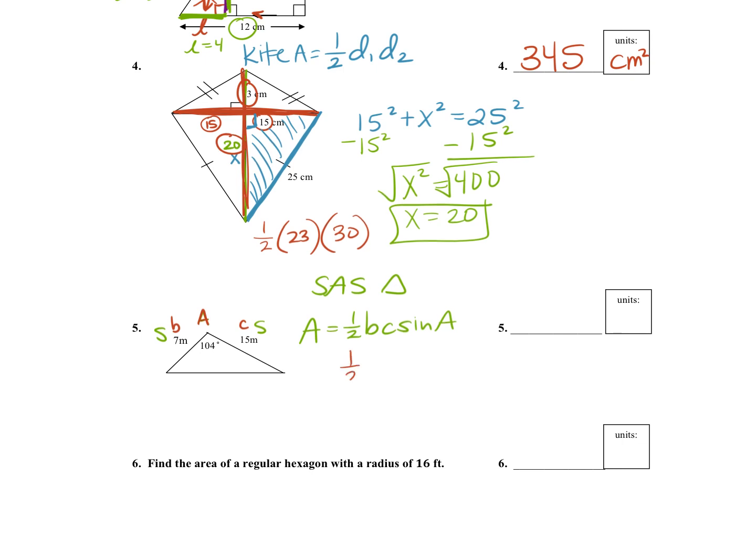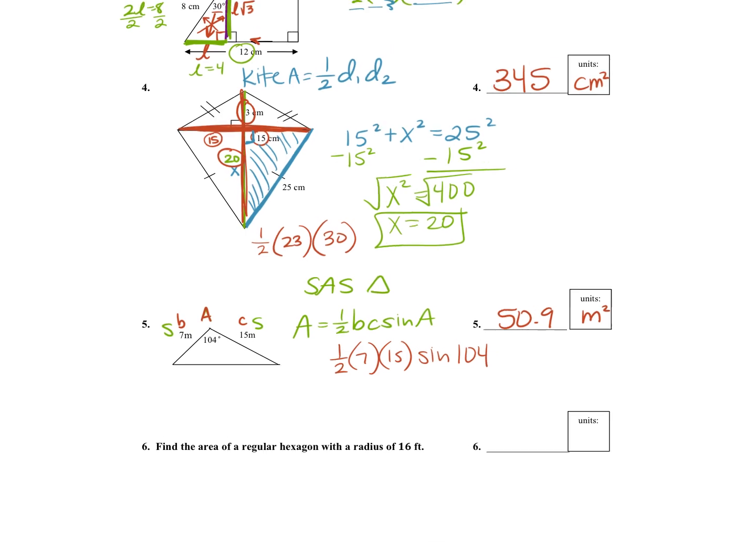So you would plug in 1/2 times 7 times 15 times the sine of 104. So 1/2 times 7 times 15 sine 104. To the nearest tenth, we would get 50.9 square meters.